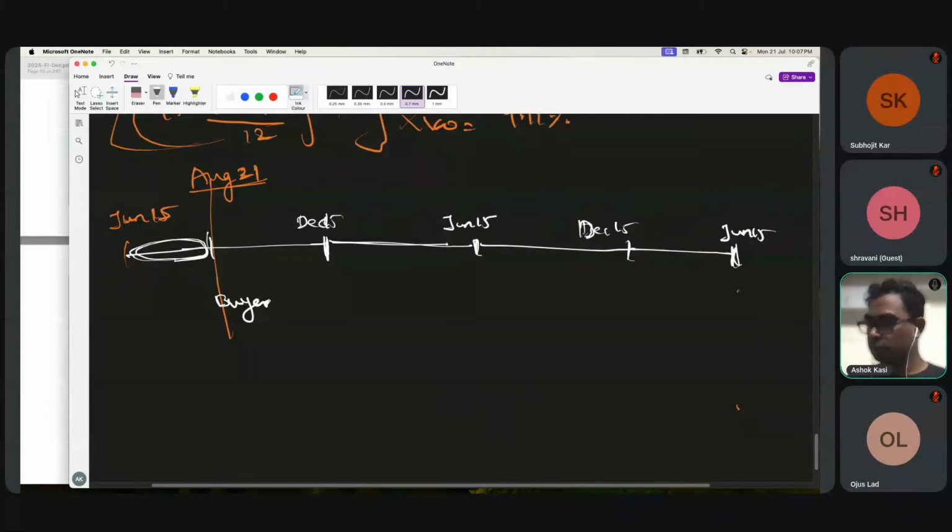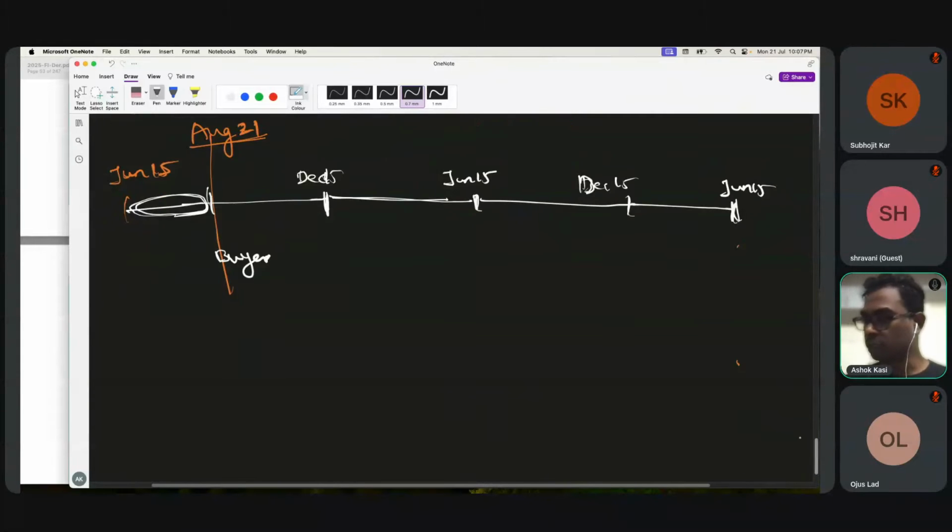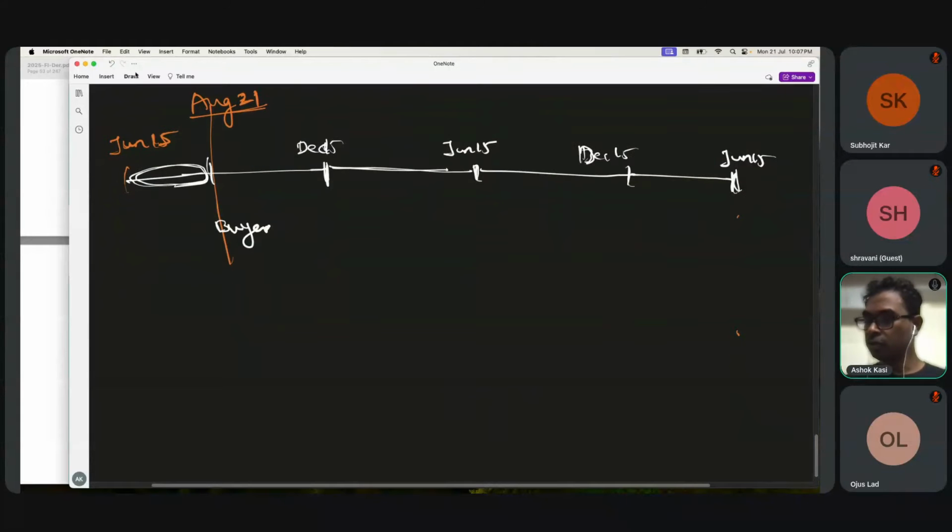Okay, so first of all we'll calculate accrued interest. That's what we have already done, right? So using actual days, actual. So June to August. So first of all, this is out of, we have to calculate this also, right?